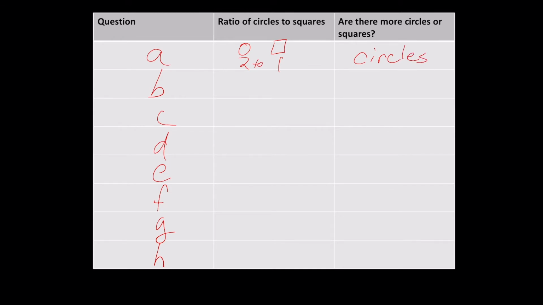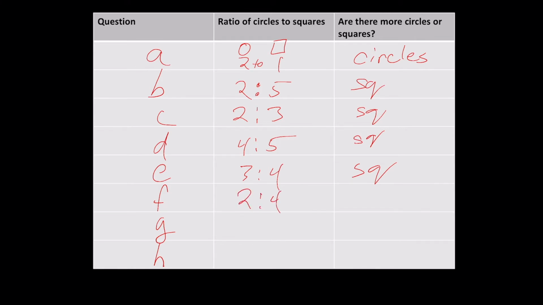Okay, if I'm looking at B, I have 2 circles to 2, 3, 4, 5 squares. I like to write ratios like that. And we definitely have more squares. All right, C, we have 2 circles to 3 squares, and there's more squares. And we have 4 to 5. And we have 3 to 4, 2 to 4. So just making sure you're double checking your work that you did here in writing.